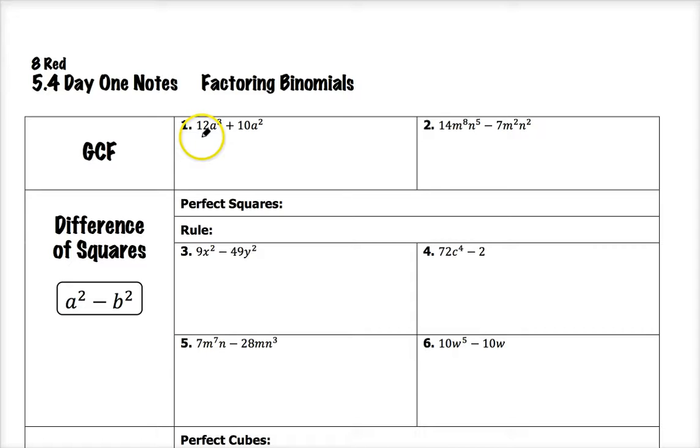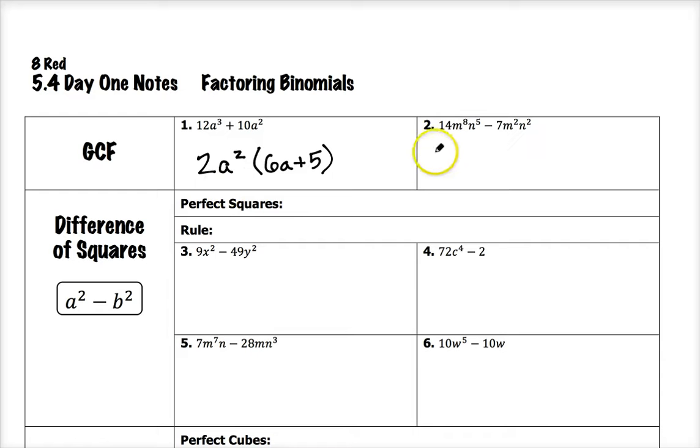So number one, if you have the binomial 12a cubed plus 10a squared, first thing you start with is looking for a GCF. The GCF of 12 and 10 is 2, and you can also factor out an a squared from each of these terms. So you factor that out, and you're left with a 6a plus 5. That's how you factor a binomial. That's the first thing you start with, at least, is looking for a GCF.